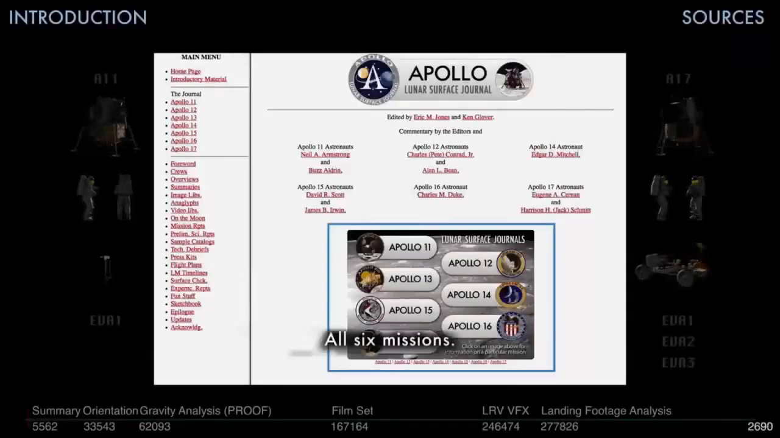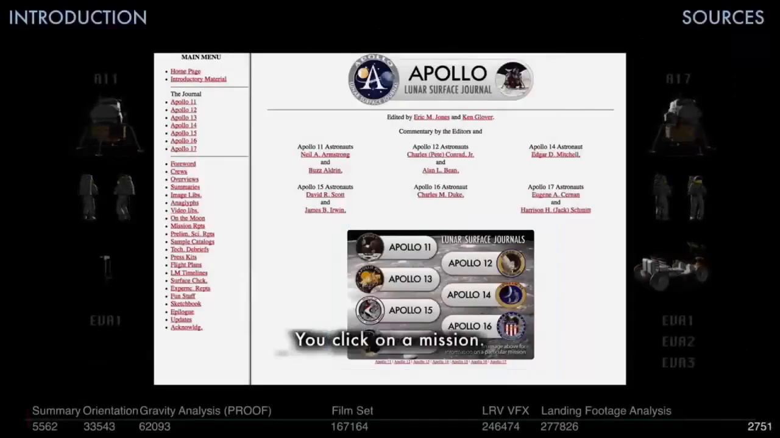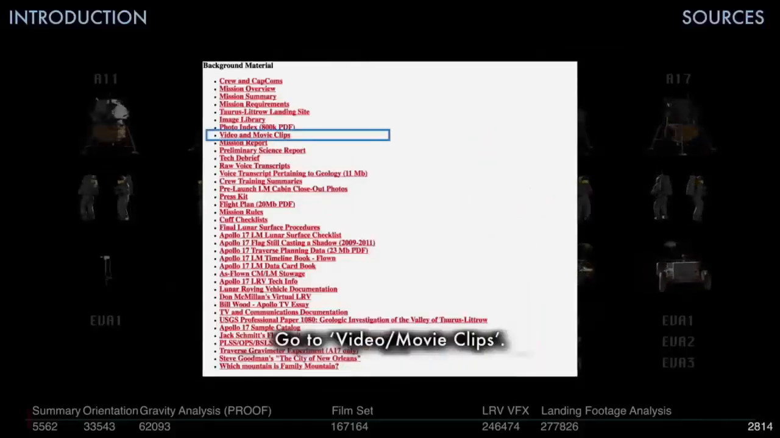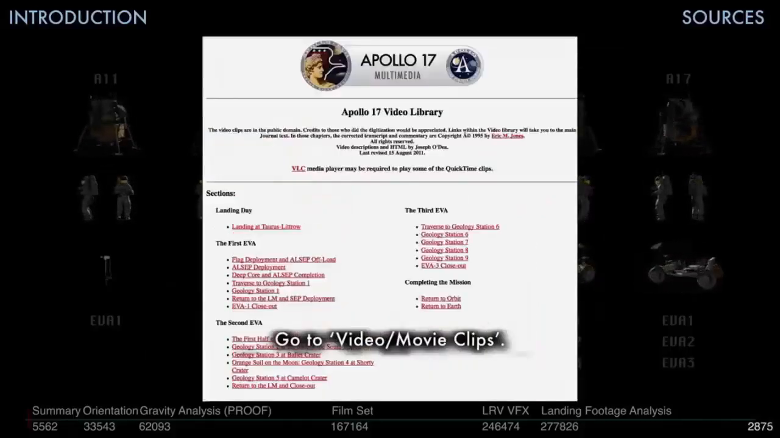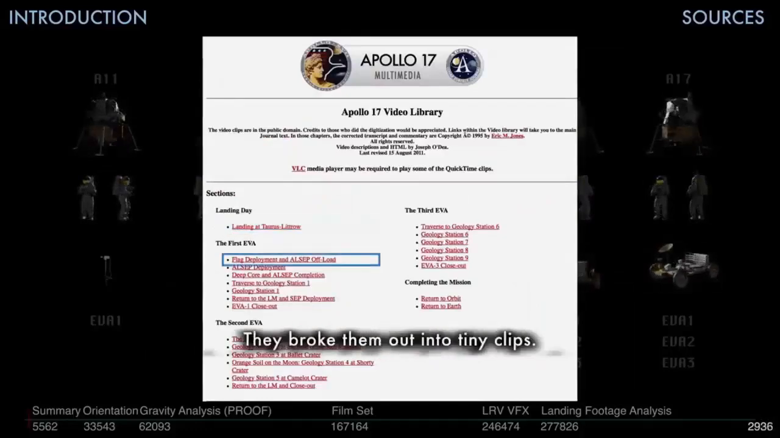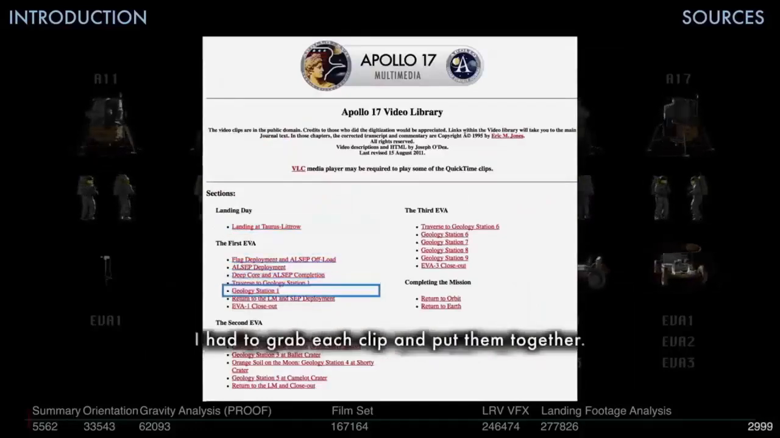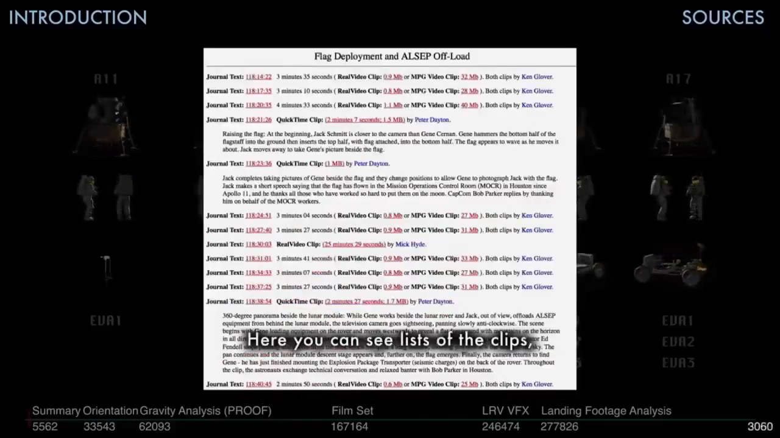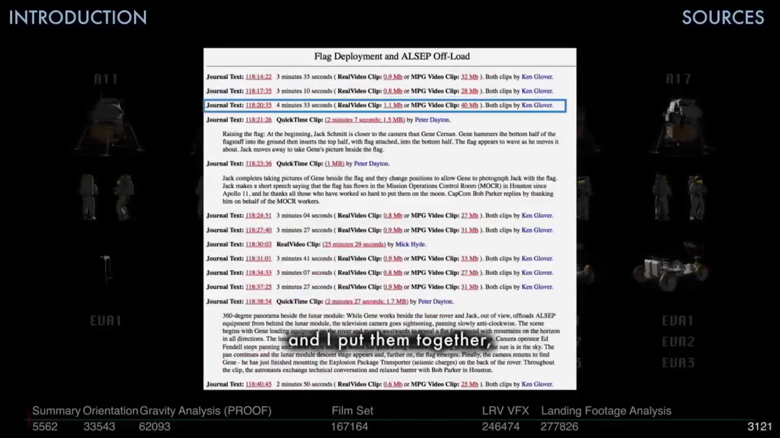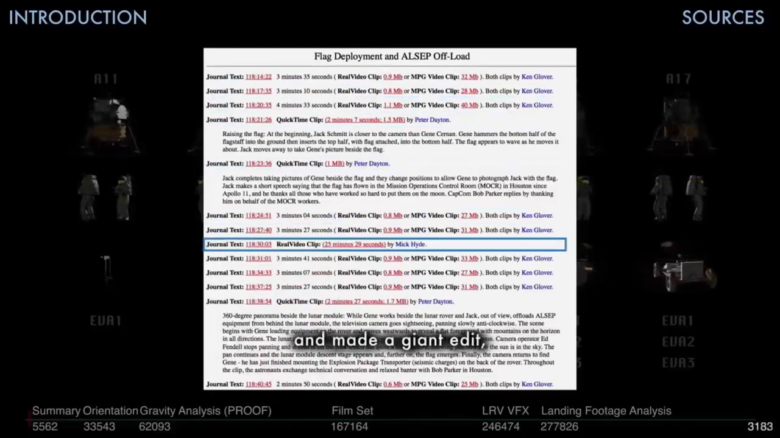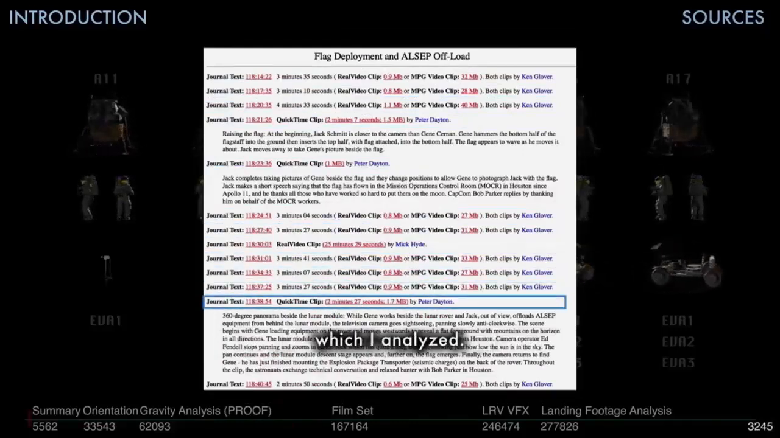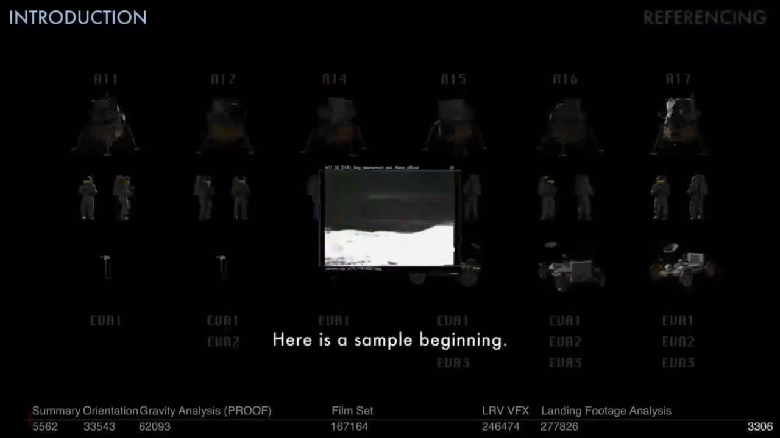All 6 missions. You click on a mission, you go to Video Movie Clips. You'll see the different segments that they broke down into many tiny clips. I had to grab each clip and put them together. Here you can see the list of the clips, and I put them together and made a giant edit, which I analyzed.